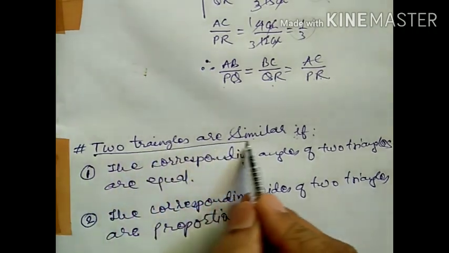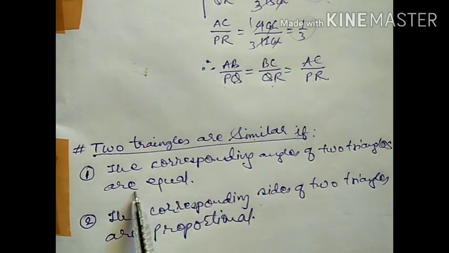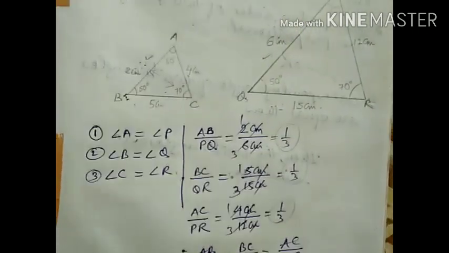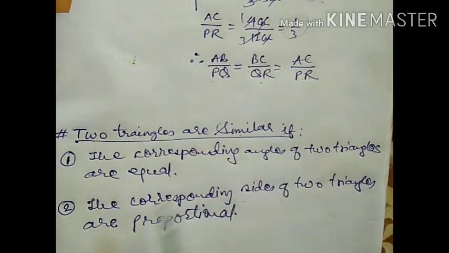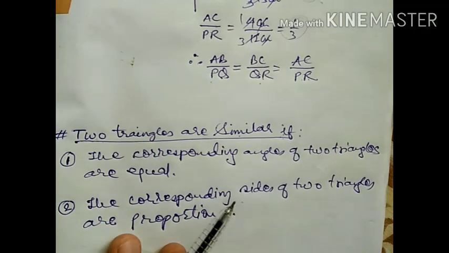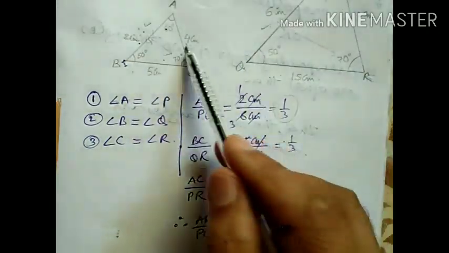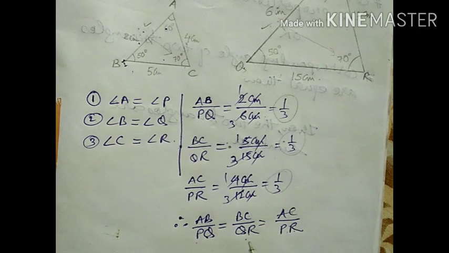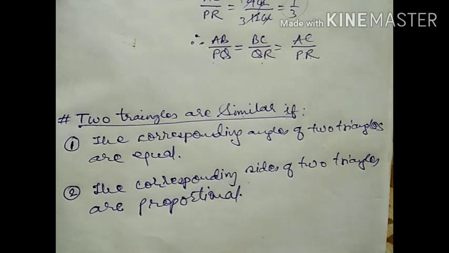Two triangles are similar if the corresponding angles of two triangles are equal, like here. All the three angles are equal, then we can say the two triangles are similar. Also we can say the two triangles are similar if the corresponding sides of the two triangles are proportional. That means when you divide these two sides, and this side, and you get the same ratio, then we can call it proportional. So those are the two conditions under which we can say the two triangles are similar.